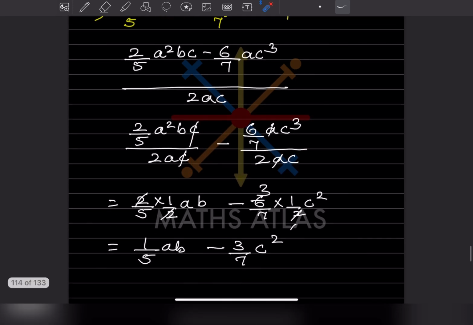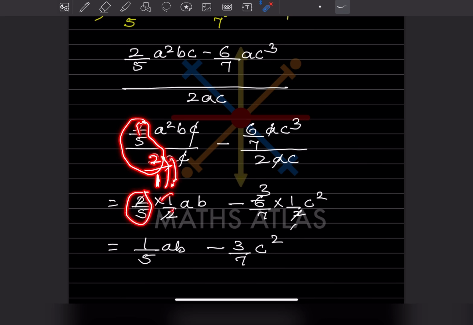Now we'll simplify it. Before that we can write here 2 by 5, and the denominator is 2, meaning there is a 1 in the denominator here. So we have to flip this one. So 2 by 5 we'll write as it is, and this will be 1 by 2. Now this c and c get cancelled. From here 1a gets cancelled, so remaining is just a. So here b, so this will be ab minus the same.